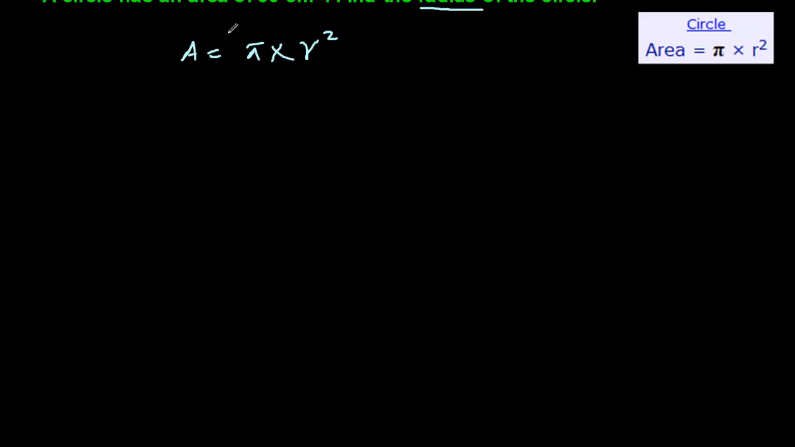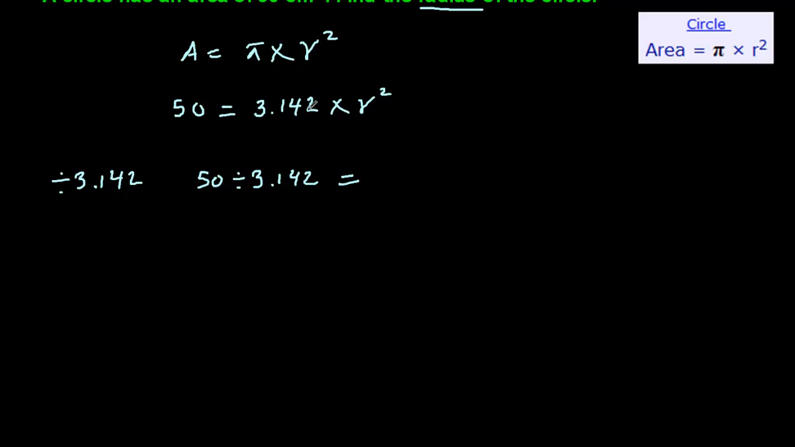Because the value of area is given, I write down 50 equals the value of pi, 3.142, times radius squared. We need to find the radius, so we need to somehow get rid of 3.142. If I divide both sides by 3.142, or by the value of pi, I divide 50 by 3.142, and 3.142 divided by itself gives 1, so it's 1 times radius squared, right?